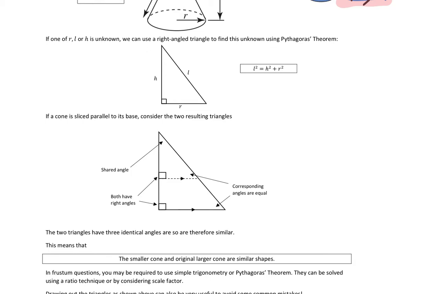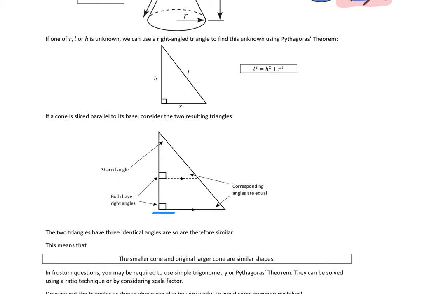Now here it just says if one of R, L, or H is known, we can use a right angle triangle to find the unknown using Pythagoras' theorem. So here, the perpendicular height is quite often useful, the radius, and then you've got the slant height L of your cone. So L is your hypotenuse, so L squared equals H squared plus R squared. And then you imagine if you had your cone, if I just drew in the other side of it, you can imagine if you have just this half of it, you can see that's a shared angle which we talked about here. That's 90 degrees as well, that's 90 degrees. And then that was another one of our corresponding angles. So you can see, it's the same thing as the way I had shown it earlier on.